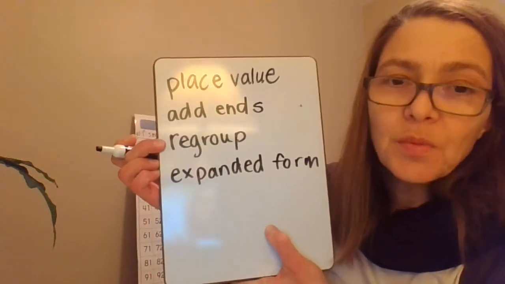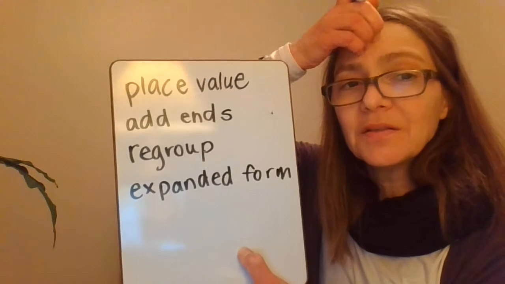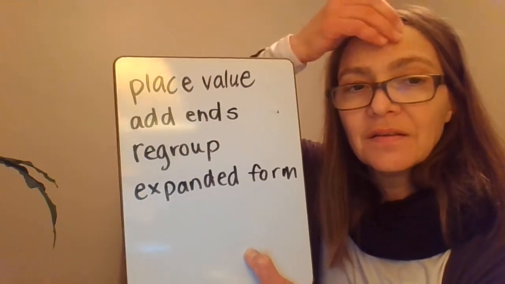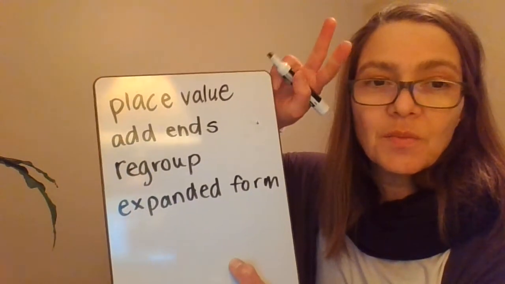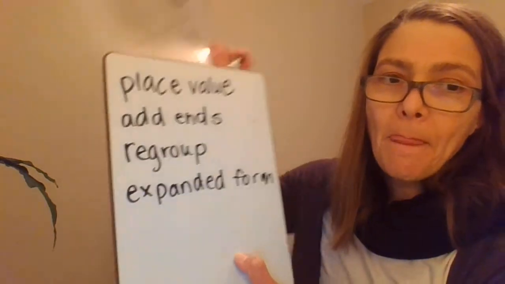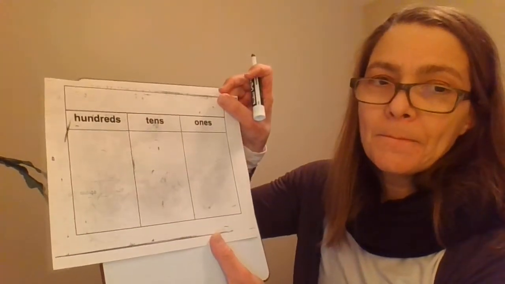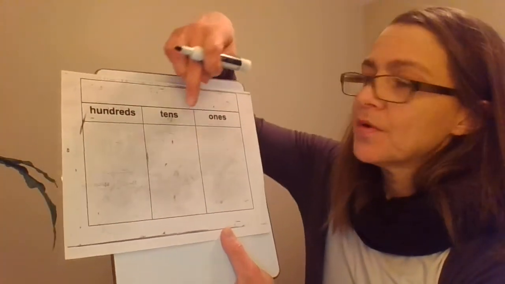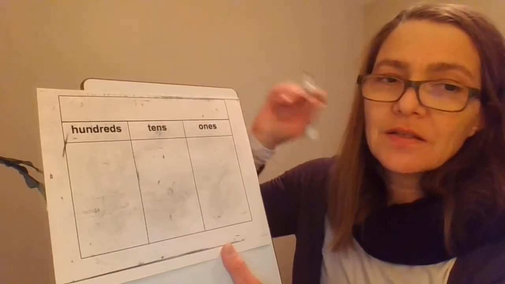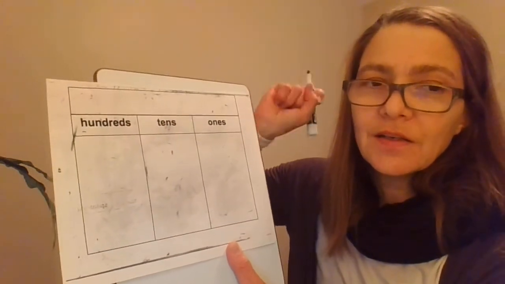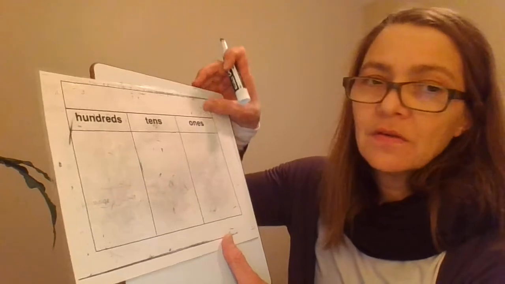And then regroup, and regroup means to make a bundle of 10. Once you have a 2-digit number, you make a bundle of 10 and you regroup, and you put the tens digit in the tens column or the tens pocket if you're thinking of straws.